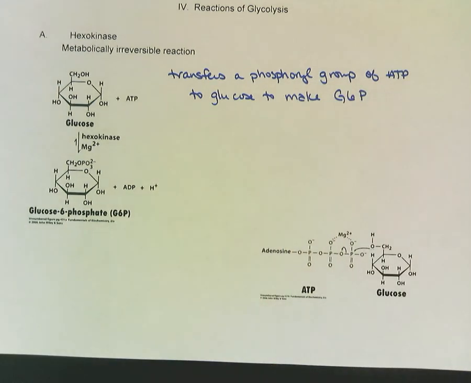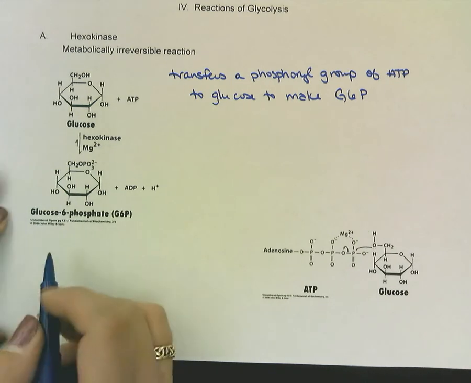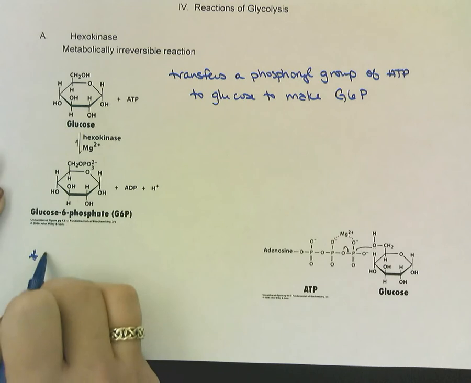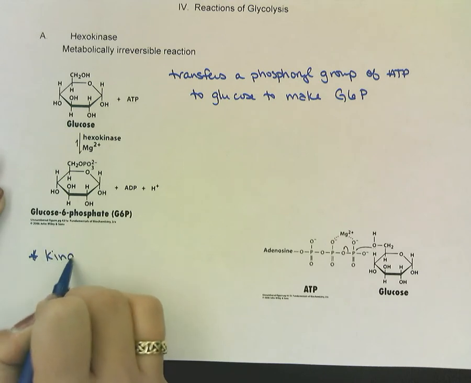So now we had glucose, now we have glucose 6-phosphate, which tells you that the phosphate group is on the 6th carbon. This should help with all your learning of these reactions.